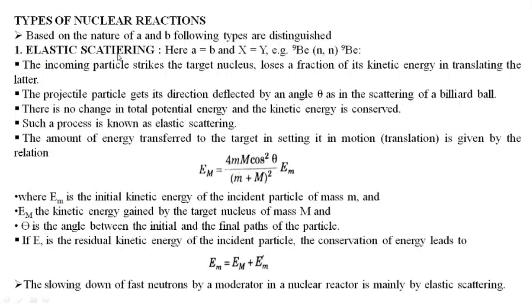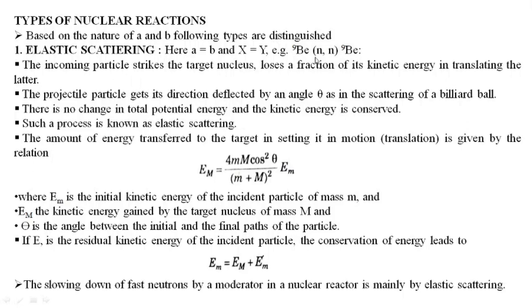First one is elastic scattering. In elastic scattering, A must be equal to B, so projectile must be equal to ejectile, and X is equal to Y, where X means target and Y means product. For example, beryllium 9, when bombarded by a neutron, gives again a neutron as the ejectile, and the product will be the same. So X must be equal to Y, and A must be equal to B. Here we can see the description.